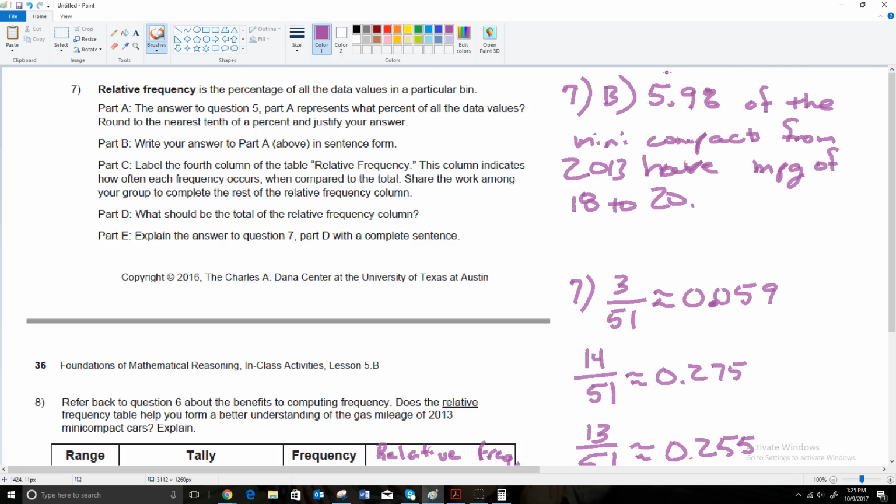somebody could say, well, that's nice to know that there's 3, but how many are there total? Is that a lot? Is that a little? So if you just said that 3 of the mini compacts have a mile per gallon, is that 3 out of 20, 3 out of 100? Now we know when we write it as a percentage that it's close to 6%. It gives us a little bit better idea how it compares to the total.